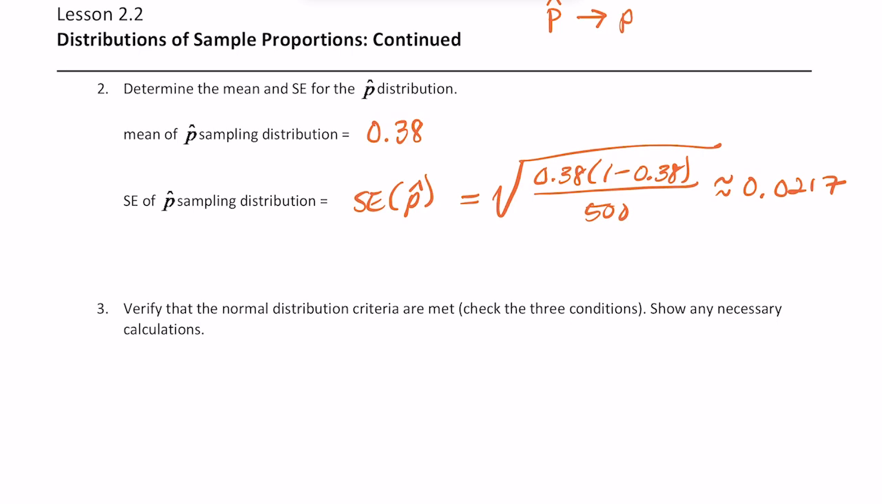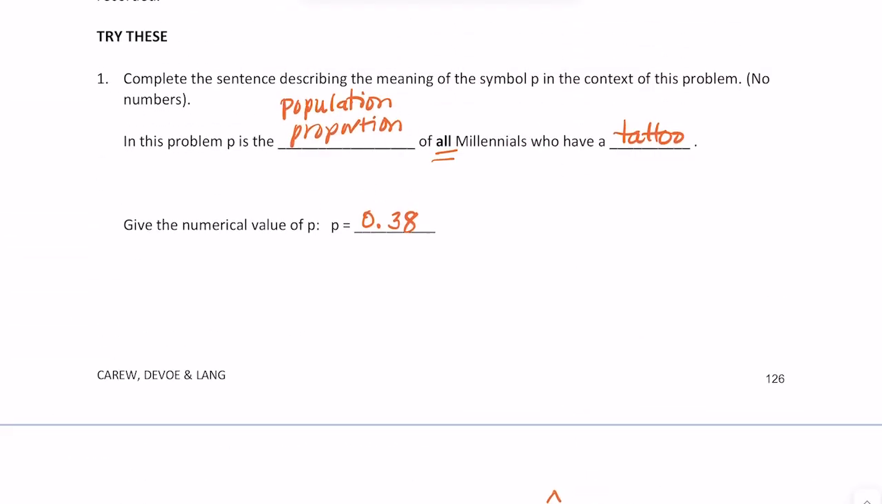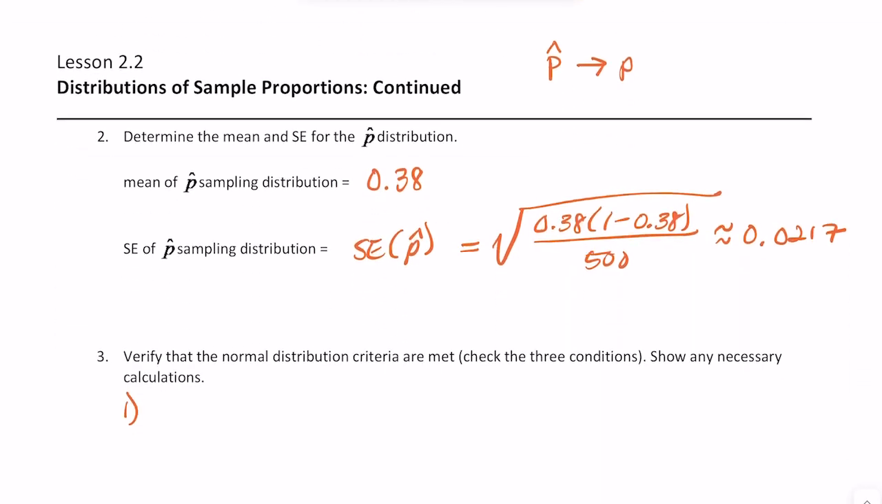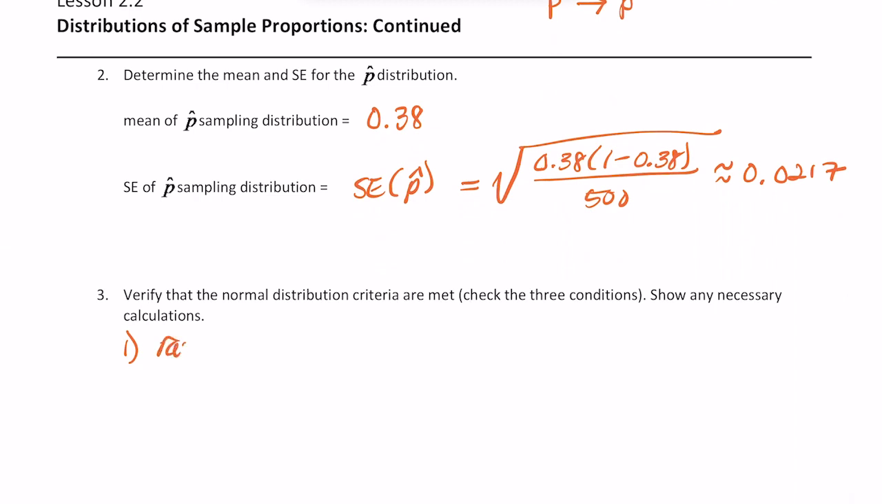Okay, so let's verify that the normal distribution criteria are met. We're going to check the 3 conditions and we'll show any calculations we need to. So if you'll remember, the first condition was that it needed to be a random sample. So all we really need to do is look in our problem for the word random. And it does say a random sample of 500 millennials. So that's good enough to satisfy that condition.